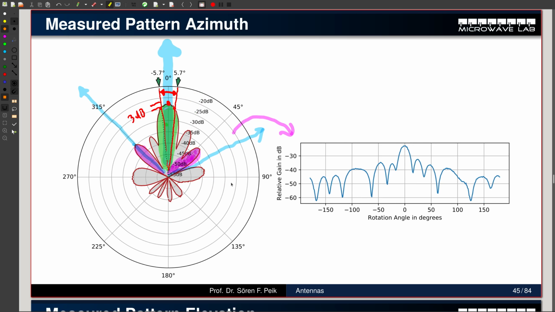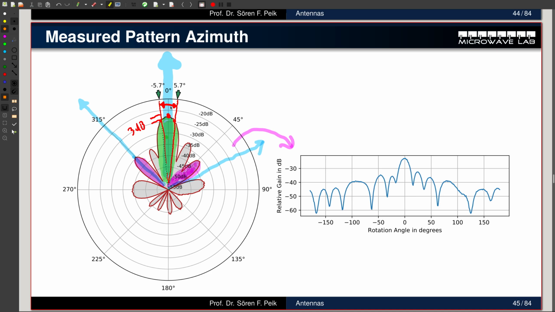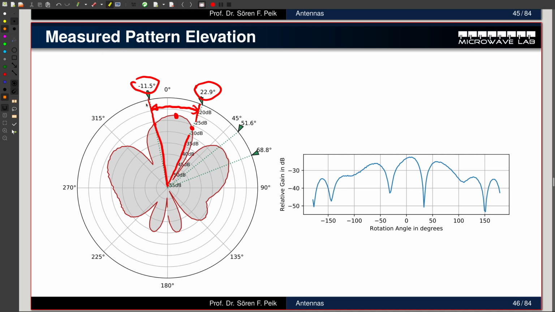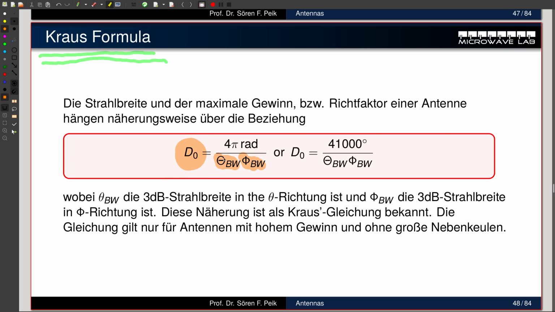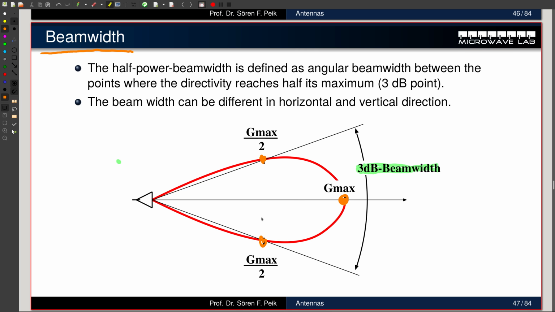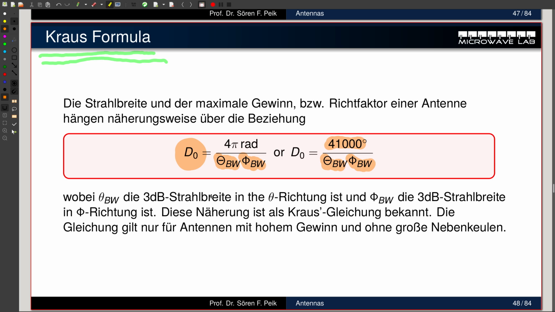When I go back here to my measurement, in azimuth I have this beam width, in elevation I have this beam width. And then these 2 beam widths I can put in my formula. When I use degrees, as I used in my measurement slide, I have to convert 4 pi rad into degrees, and this becomes 41,000. So when you plug that in, you can actually get the gain of the antenna by measuring the beam width. Approximately. That doesn't work for low gain antennas, it only works for high gain antennas. So for example, for my Hertzian dipole, which is a low gain antenna, it doesn't work.